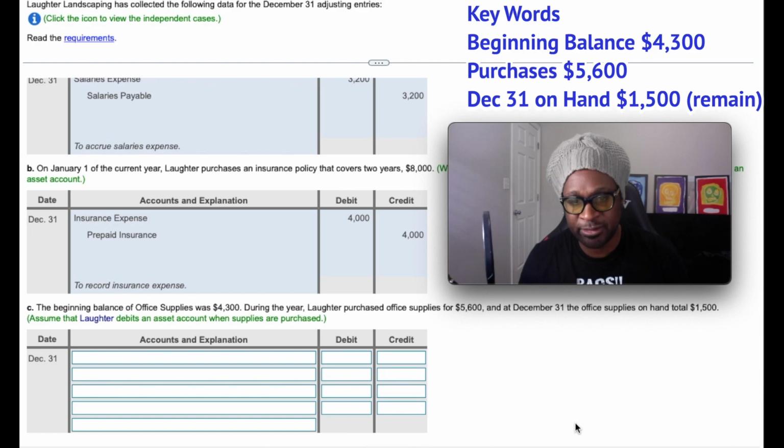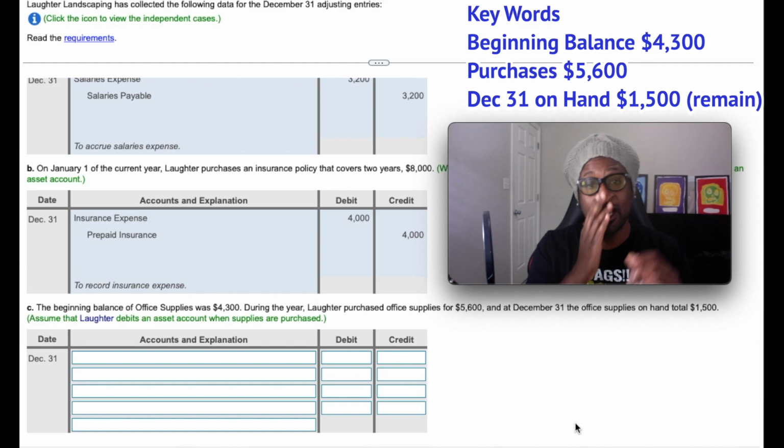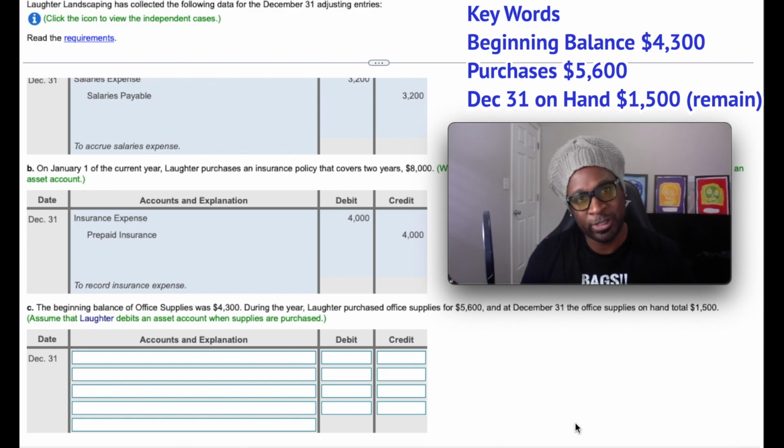But throughout the period, we made additional purchases of 5,600, obviously increasing our balance of office supplies. But at year end, December 31st, it said that office supplies on hand, that's the keyword, gang, on hand is $1,500. So what is that telling us? We started out with an amount, we made more purchases to increase the total balance, but at the end of the year, we had another amount remaining on hand.